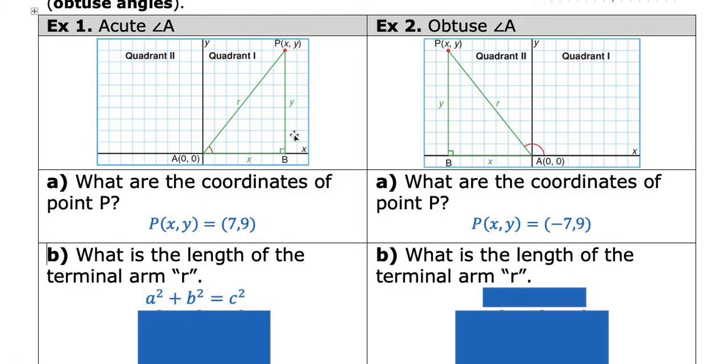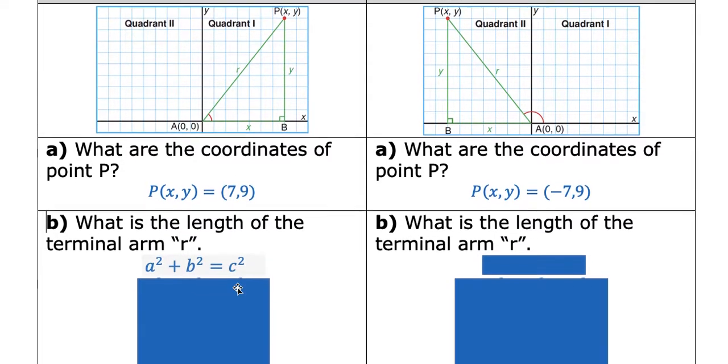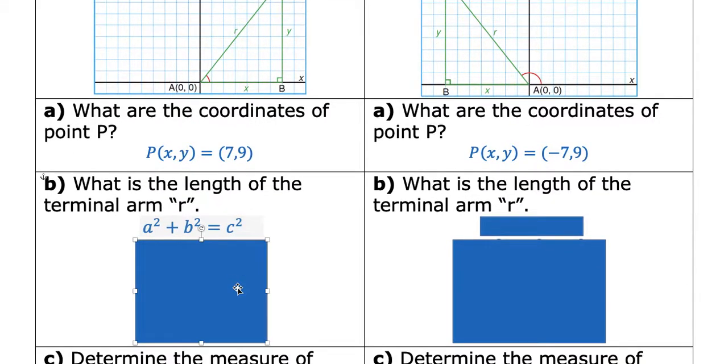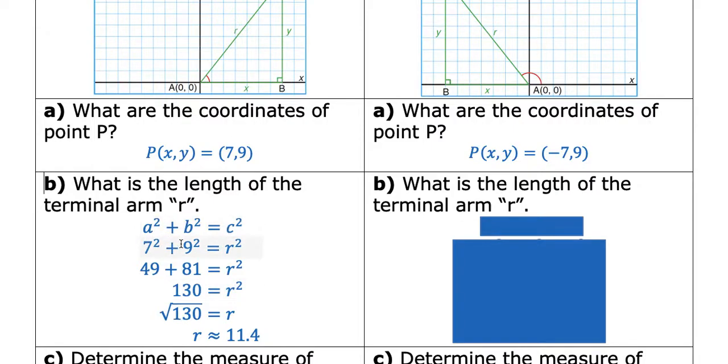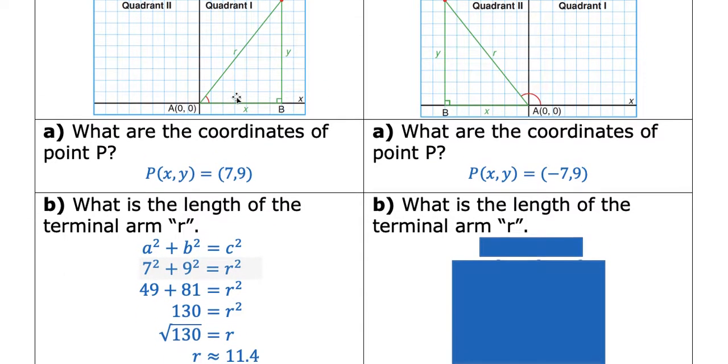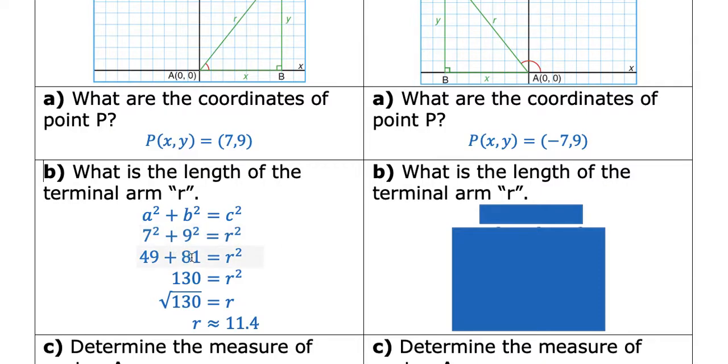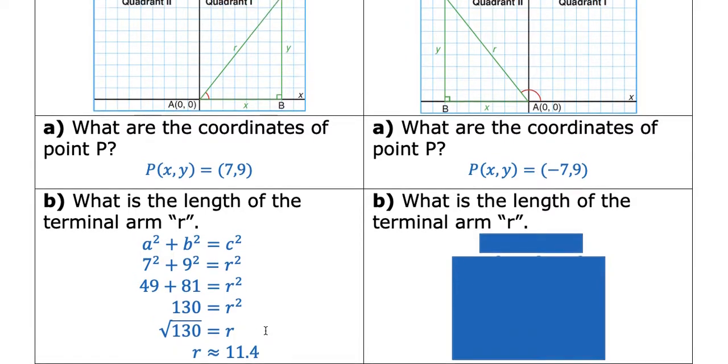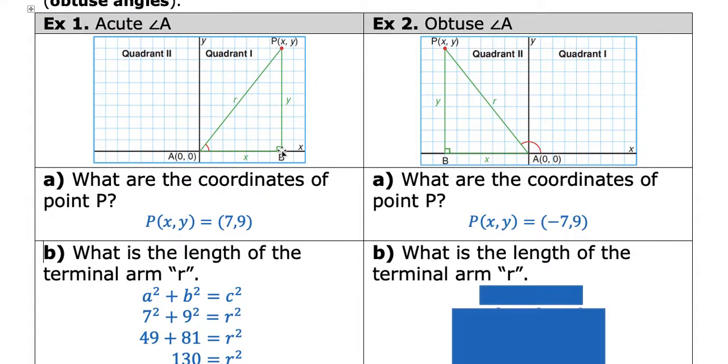A and B are both legs of the triangle, and the hypotenuse is C. So applying it to this situation, we have the x and y are 7 and 9, and instead of saying C, we'll use R so that it corresponds to our image. So we evaluate the exponents, add together each term, and take the square root to find out the length of our terminal arm is 11.4 units. Units because the values are not specified, or the scale of x.